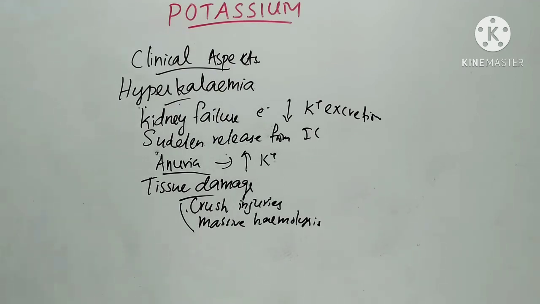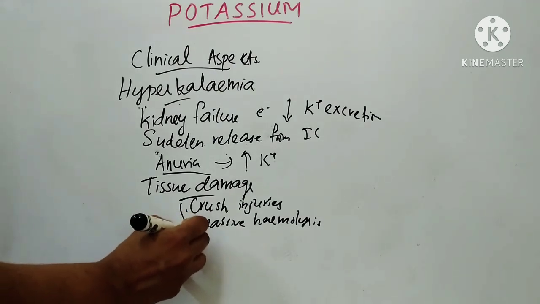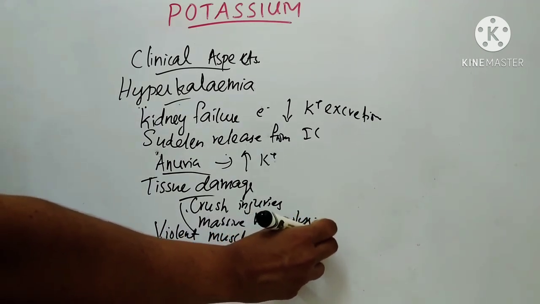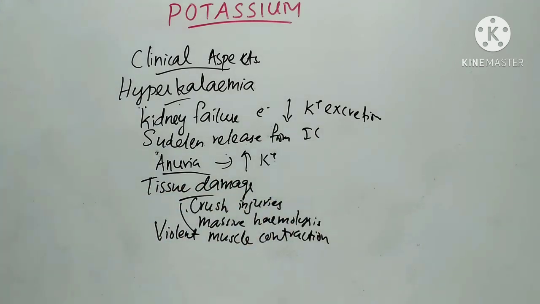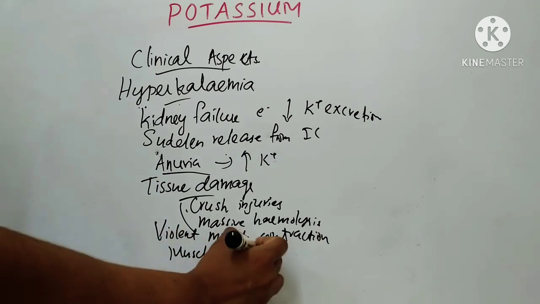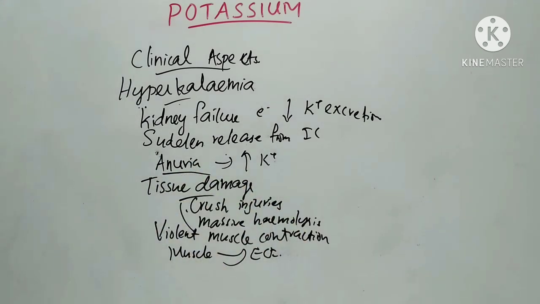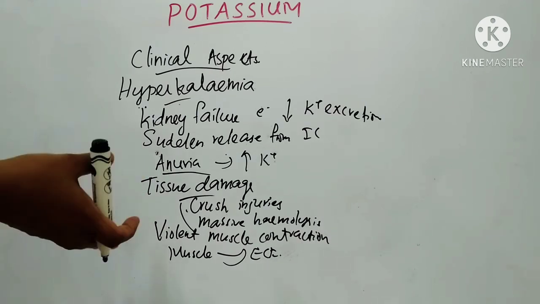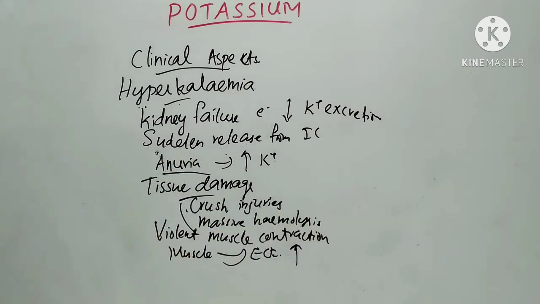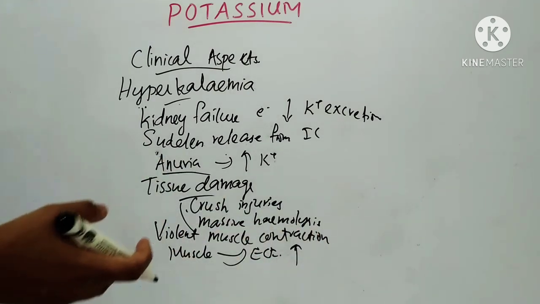The next one is violent muscle contraction. Vigorous exercise produces a release of potassium from the muscle cells into the extracellular space. This causes a temporary elevation in plasma potassium. That is in violent muscle contraction.